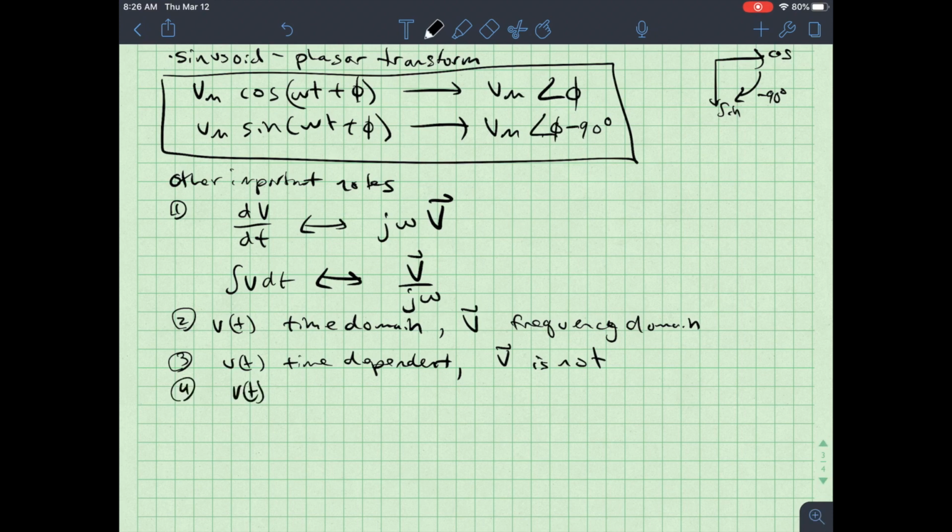All right, number 4, v of t is always real valued, but V phasor in general is complex. So what do I mean by that? Well, v of t is a real signal. It's something that we can measure. V phasor is a convenient mathematical tool that we use. So that is the big distinction between those.